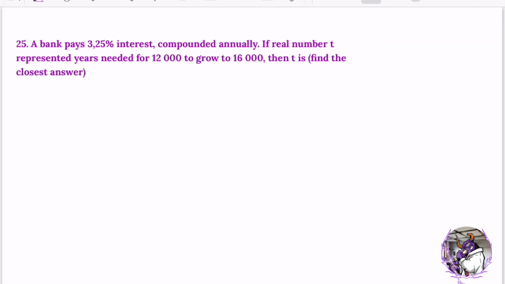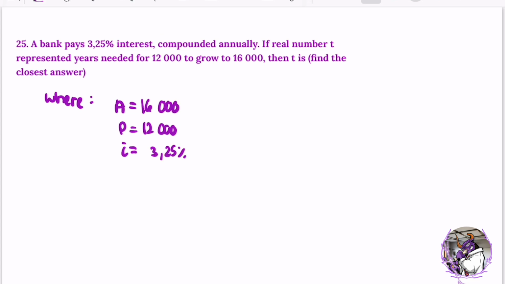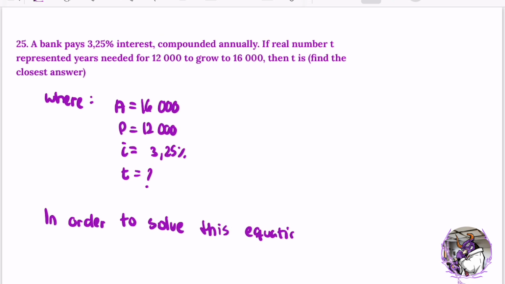Okay, last question. A bank pays 3.25% interest compounded annually. If real number T represents the years needed for 12,000 to grow to 16,000, then T is, find the closest answer. So here we know that A equals 16,000, P equals 12,000, the interest is 3.25%, and what we need to find here is T, which means years. In order to solve this equation, you need to use the following formula: A equals P times (1 plus i) to the power of T.